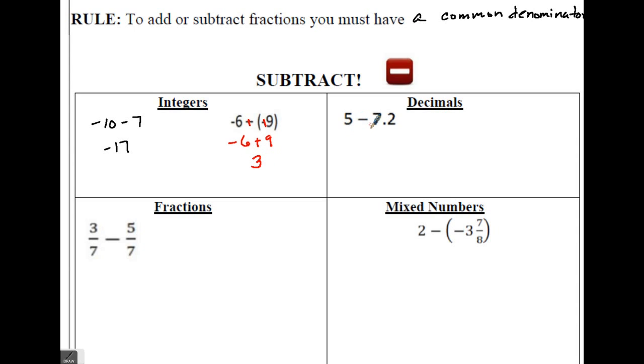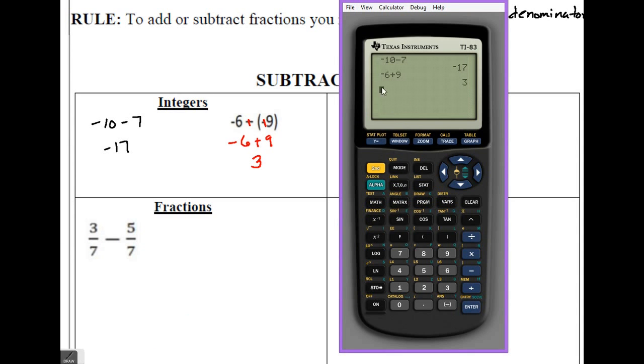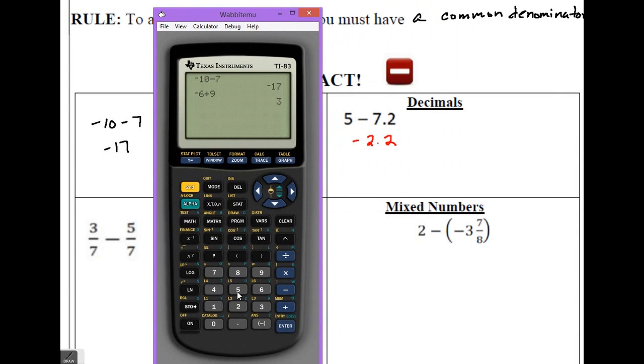5 minus 7.2. So again, you have $5 but you owe somebody $7.20. So we can subtract that and get the value. You subtract that just by looking at it, it's going to be negative 2.2. Okay, you can also do this in the calculator and plug in 5 minus 7.2. So let's just do that real quick. So this is just regular, something you already know how to do. You're going to go 5 minus 7.2.